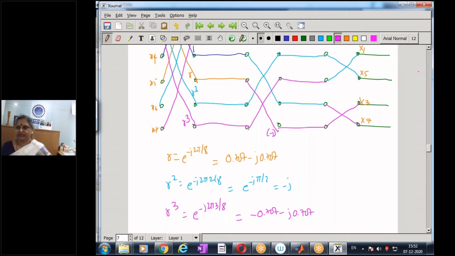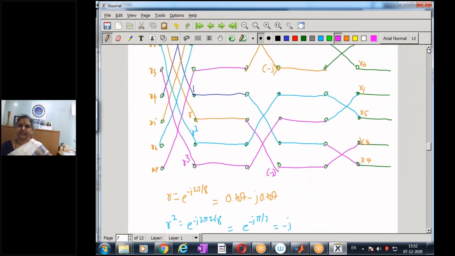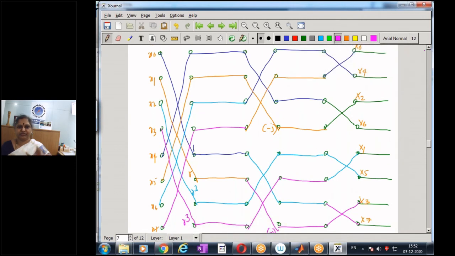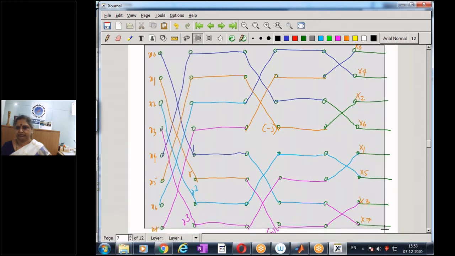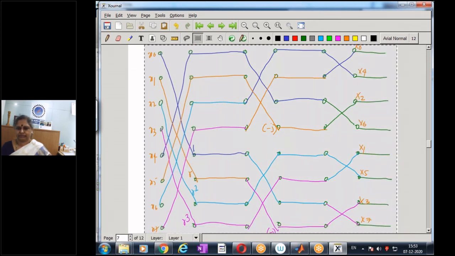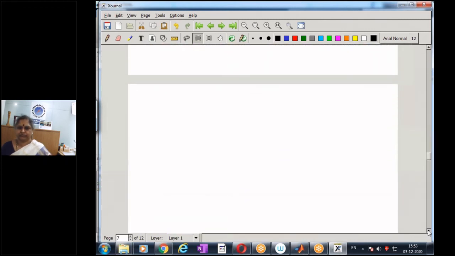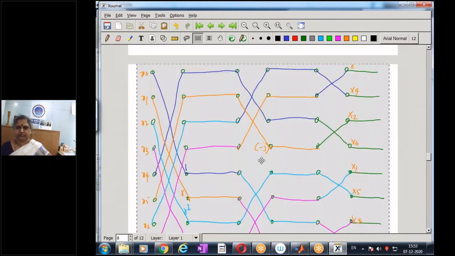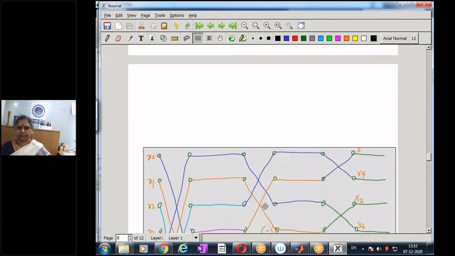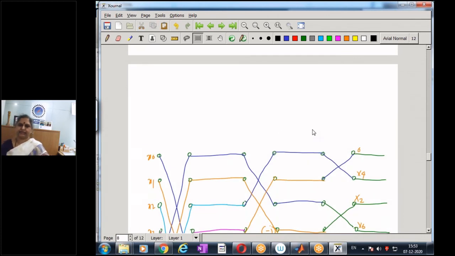So this completes our drawing of the signal flow graph, also known as the butterfly diagram, for computing the 8-point DFT. So now let's take up an example and evaluate the 8-point DFT of a sequence. Let's take a numerical example.